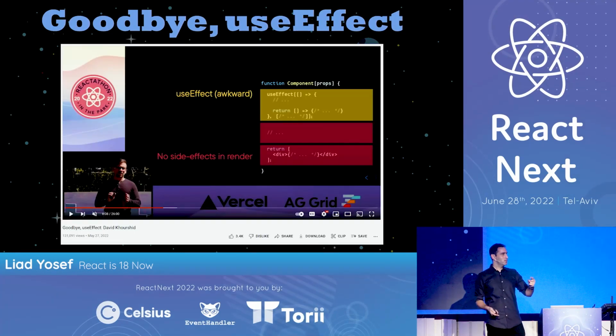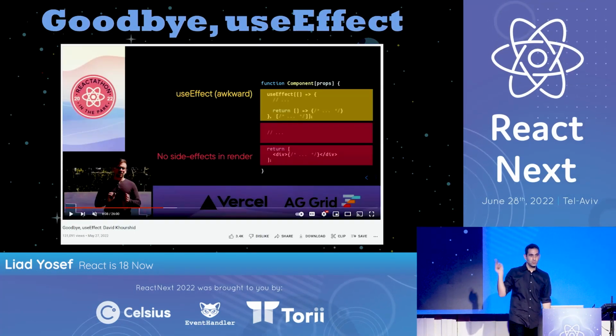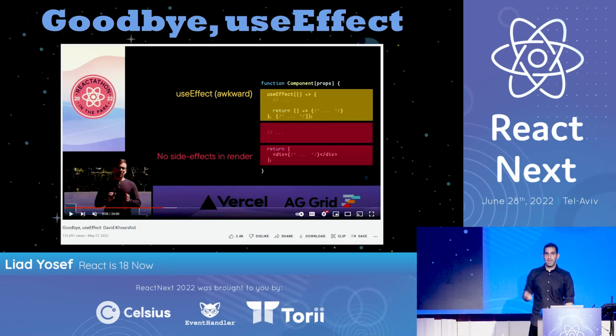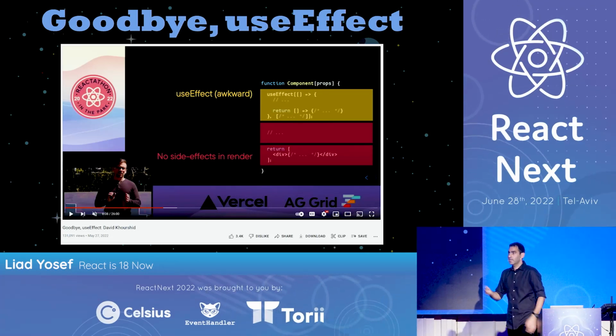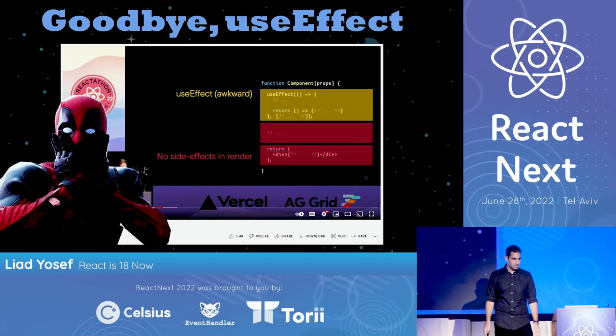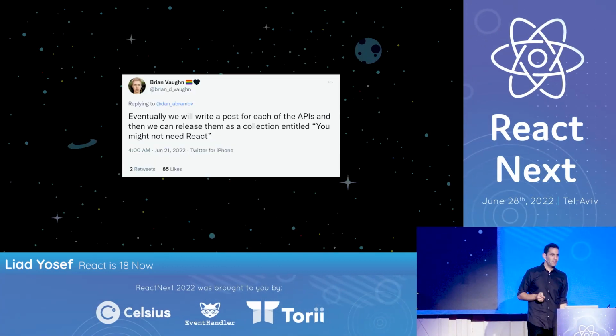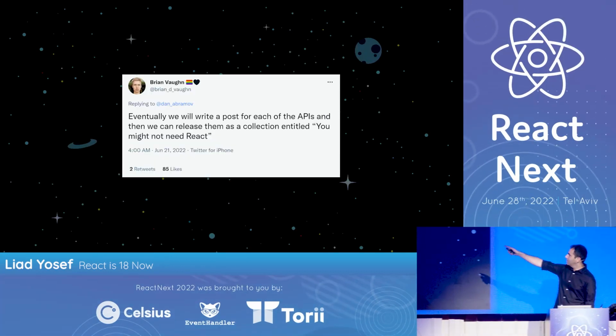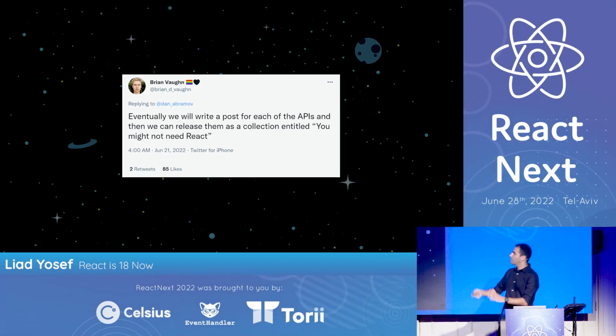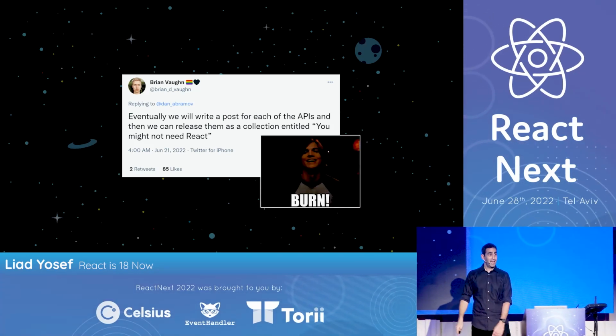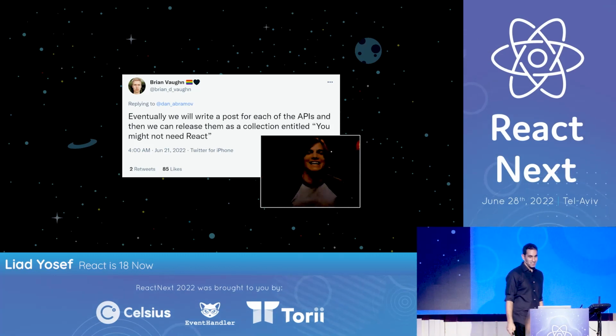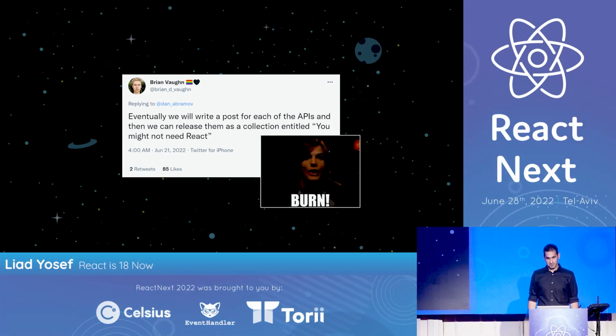And David Khorshid is going to have a great talk in this conference called "Goodbye useEffect" about the problems in useEffect and why we can't really use it the way we want to use it. It was a funny response by Brian Vaughn saying, okay, eventually we'll write a post for each of the APIs and then have a collection. "You Might Not Need React," which is probably where it's headed.